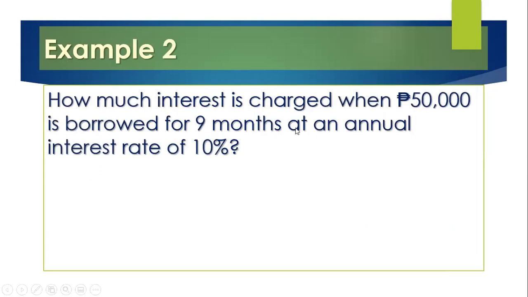So example number 2, how much interest is charged when 50,000 pesos is borrowed for 9 months at an annual interest rate of 10%. Okay? So dito, utang naman to or hihiram ng pera. Okay? So 50,000 pesos yung hiniram for 9 months lang. Okay? Hindi umabot ng isang taon. Pero ang interest rate is 10% annually. So annual is taon-taon. Annual interest rate yung 10%.